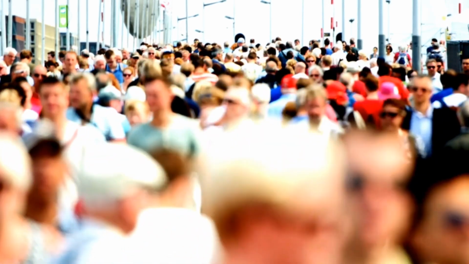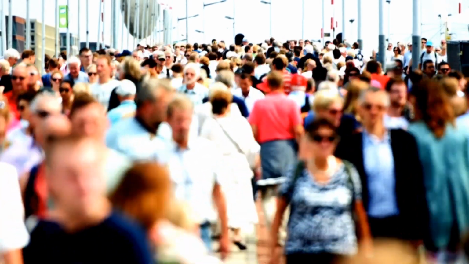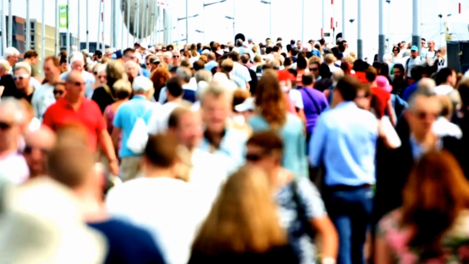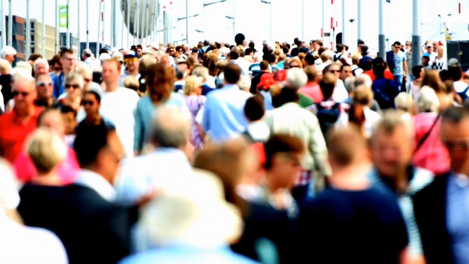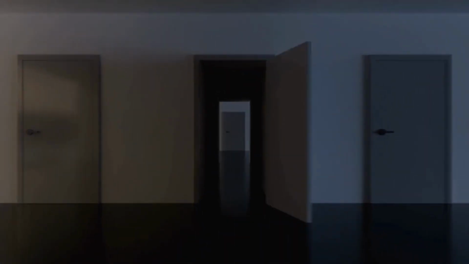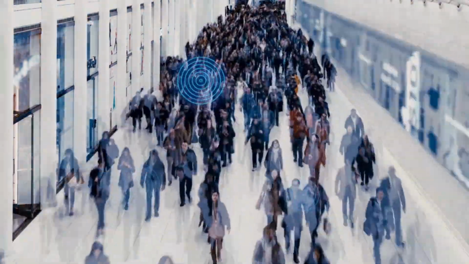The basic economic problem is a fundamental challenge that all societies face due to the scarcity of resources relative to the unlimited wants and needs of individuals and society as a whole. The problem is often summarized as the need to make choices about how to allocate limited resources to satisfy unlimited wants. The following 3 fundamental questions have to be asked: what to produce, how to produce, and for whom to produce.